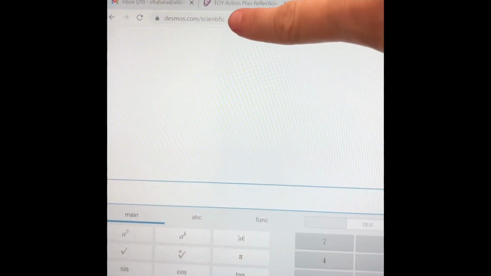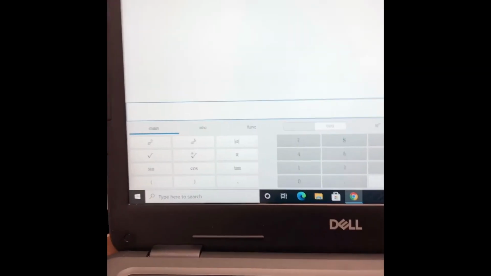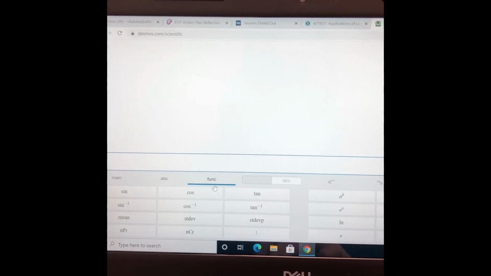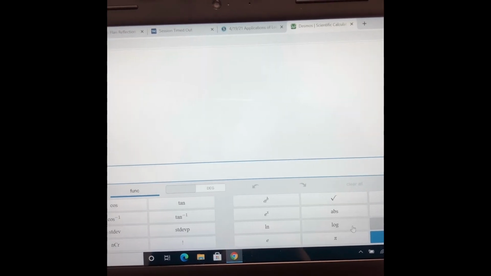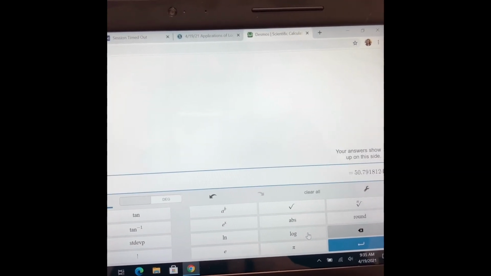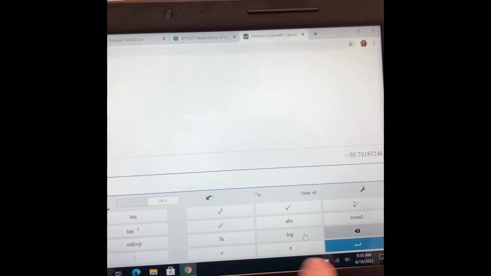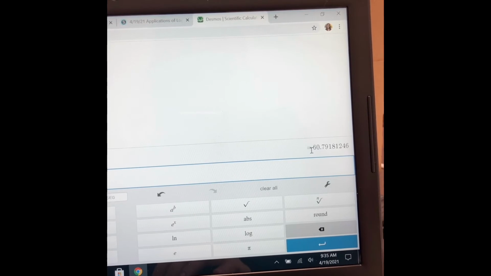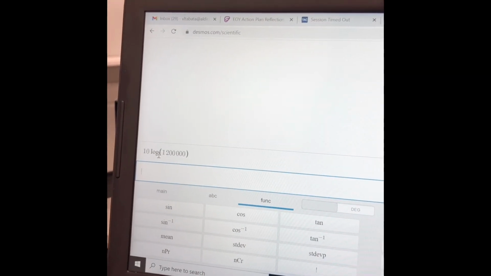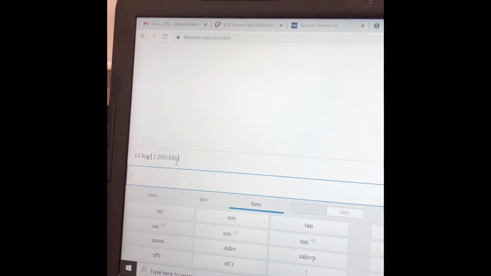If you go to desmos.com/scientific, you will have a scientific calculator that looks like this. If you go over to functions, it'll give you your log. If we were to type in that example, we would have 10 log 1,200,000, and it gives us that 60.8. It automatically does your common log, so log base 10, which is what our examples are.